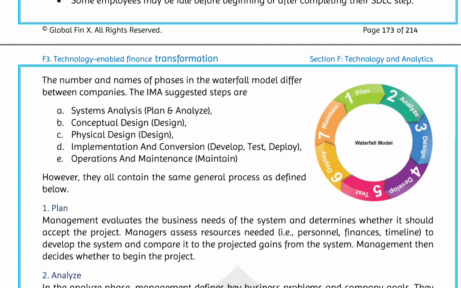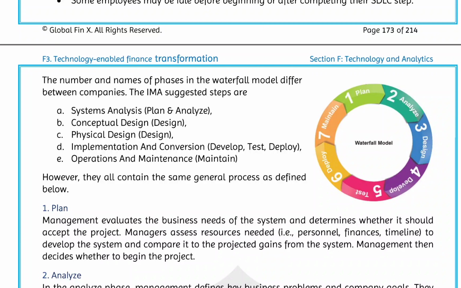Chalo. So if you take the SDLC life cycle, system analysis is the first phase. That includes planning and analysis of the waterfall model. And then comes the design. That design is again split into conceptual design and physical design, right? Then development and testing is covered under implementation. Deployment is conversion, and maintenance is operations and maintenance.